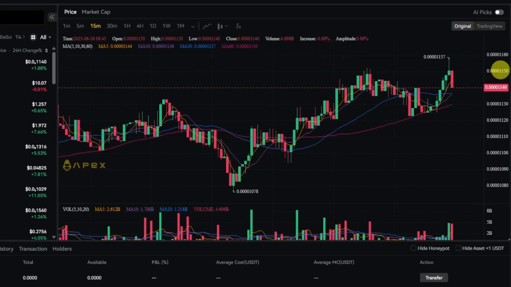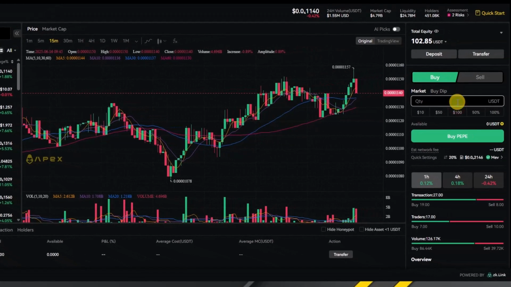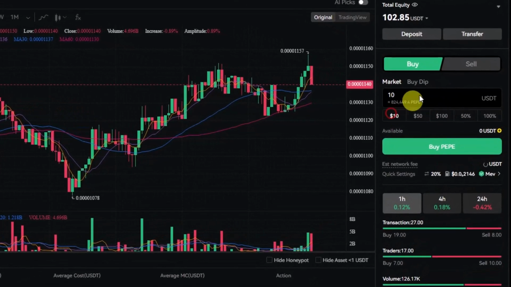Once that's deposited, I now have 100 bucks in equity. I could buy some Pepe. Let's say I want to buy $10 worth of Pepe. I can then buy the Pepe right now at this price. Oh wait, I also need to deposit this into my spot account. So let's go ahead and transfer that.